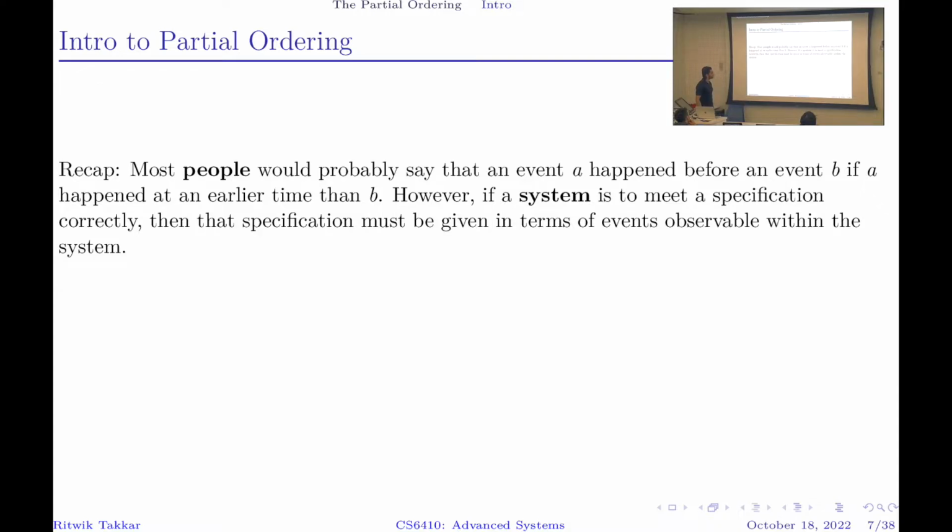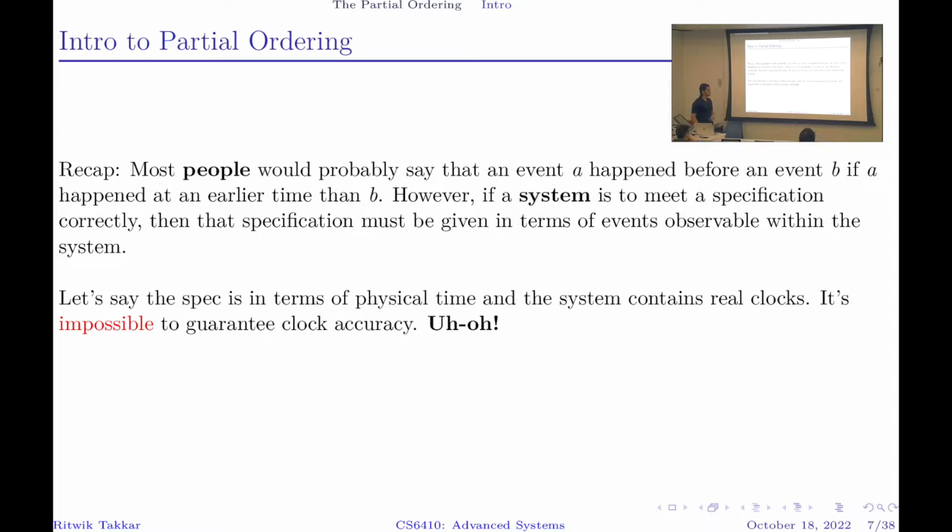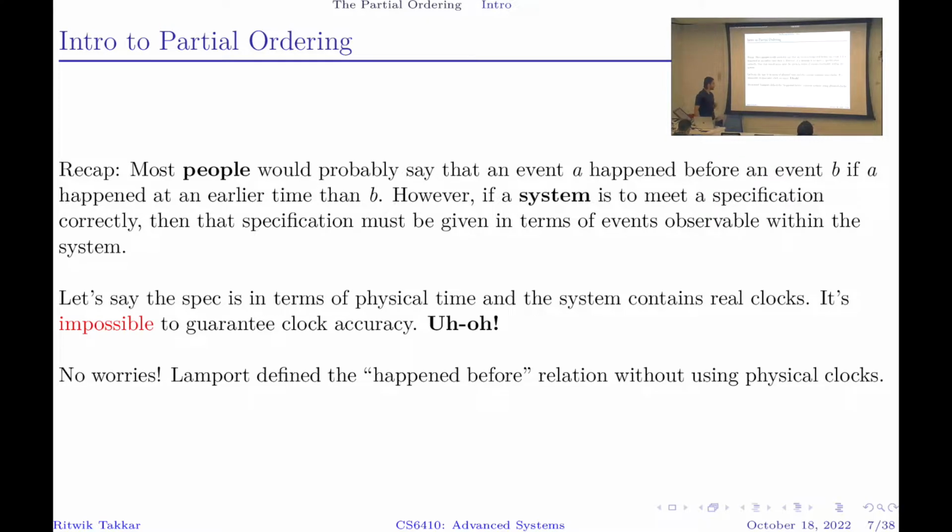This is just a recap. So now we have, say, a specification for a system. In order to meet that specification, we're given, as engineers, from some business person, a specification in terms of events observable within the system, and the spec is in terms of physical time. We know our system should not be built to such a specification. It's impossible to guarantee clock accuracy. Big problem. But that's the whole point of this paper. Lamport defines the happen-before relation without using physical clocks.